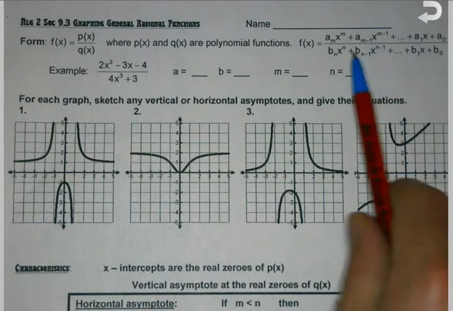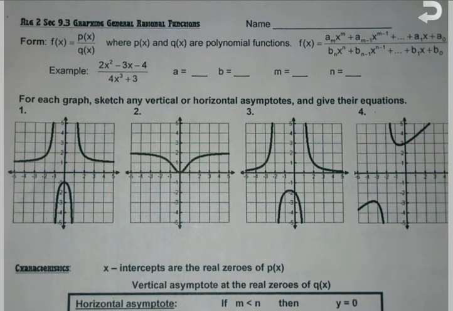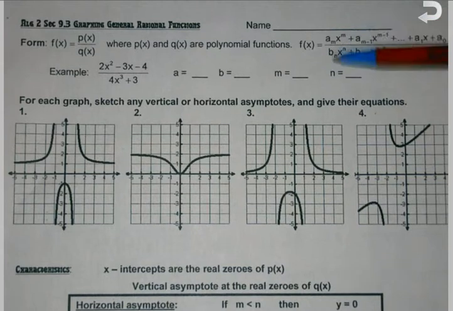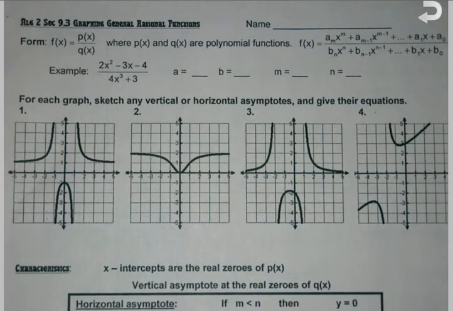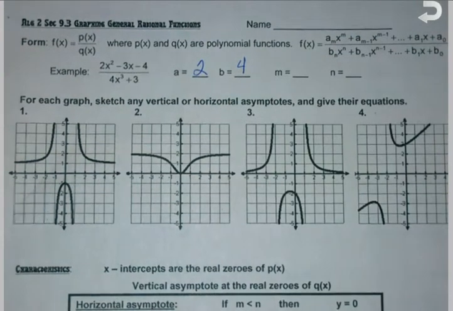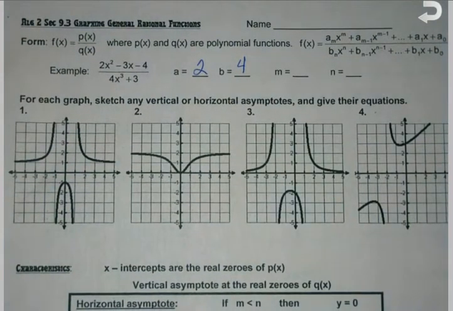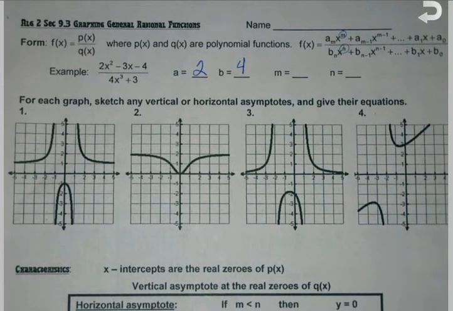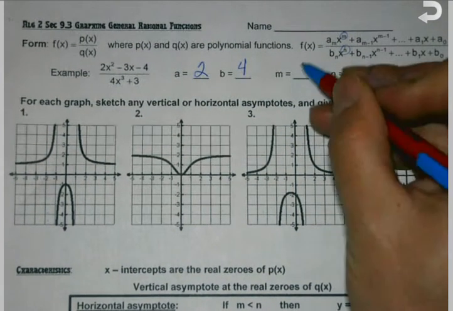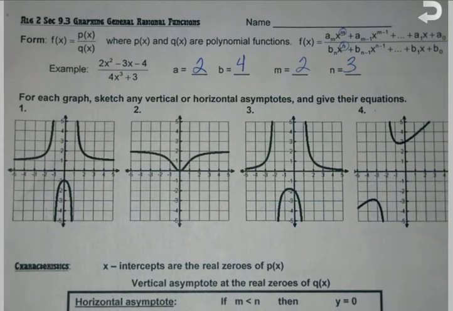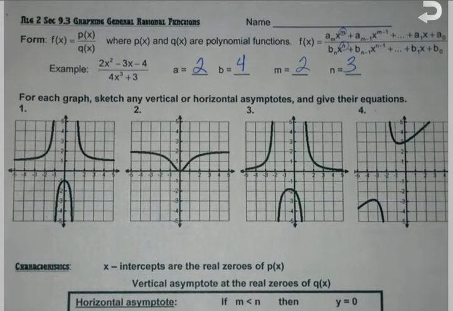Now don't get scared by all of this over to the right. We're just going to take some basic pieces from this to help us find out some answers. For instance, a and b are just values of our coefficient in front of our first terms. In this case, my a value would be 2, my b value would be 4. My m and n are just taking a look at the exponents of those first terms. So my m value would be 2, my n value would be 3.